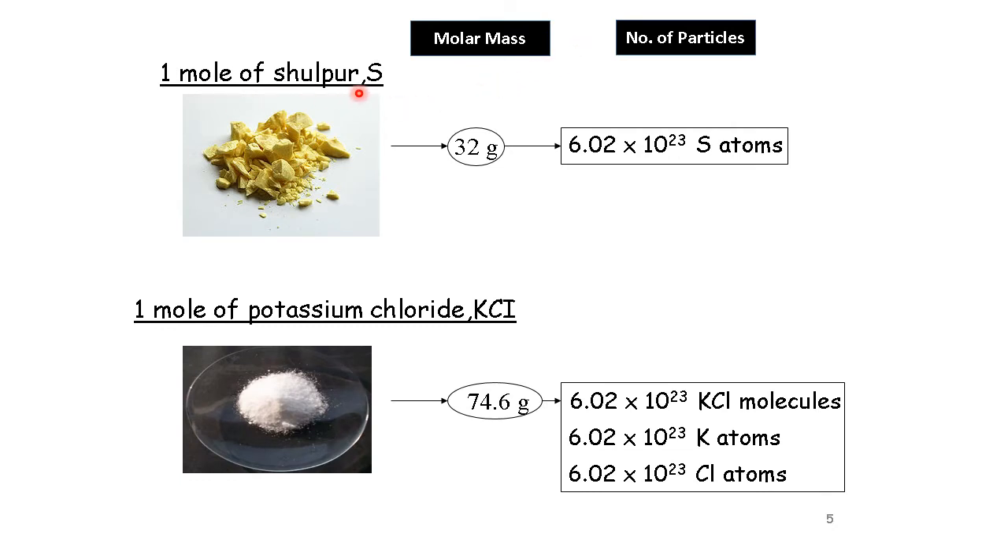If 1 mole of sulfur, right, if you go to check the molar mass, is equal to 32 grams. At the same time, it also equal to 6.02 times 10 to the power of 23 sulfur atom. Okay, if 1 mole potassium chloride is equal to 74.6 grams. So this one you can check the relative atomic mass of potassium and chlorine, you get this value. So it's also equal to 6.02 times 10 to the power of 23 potassium chloride molecule. Okay, and 1 times 6.02 times 10 to the power of 23 for potassium atom and for chlorine atom as well.